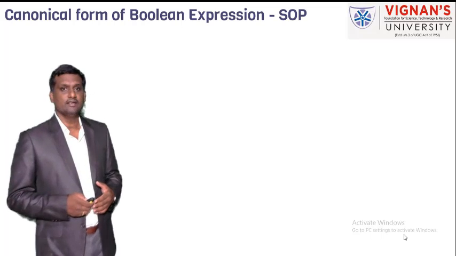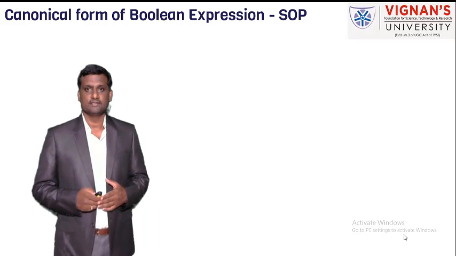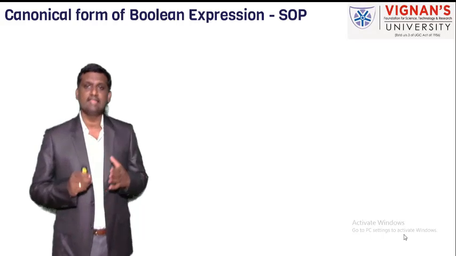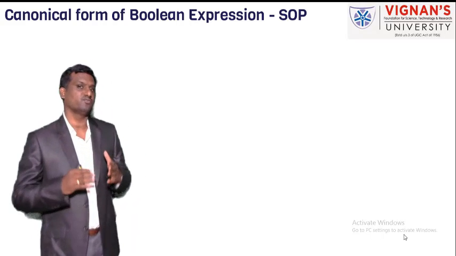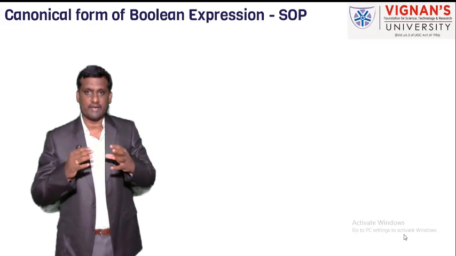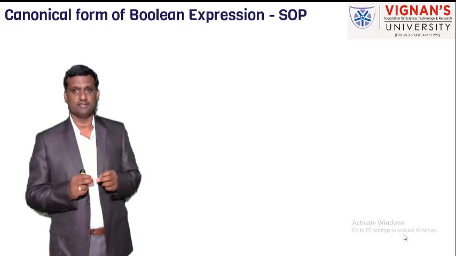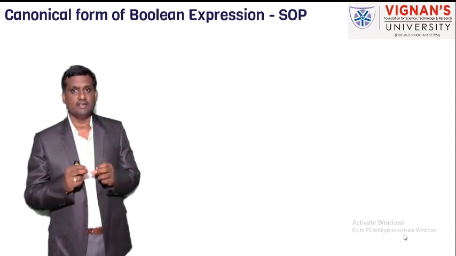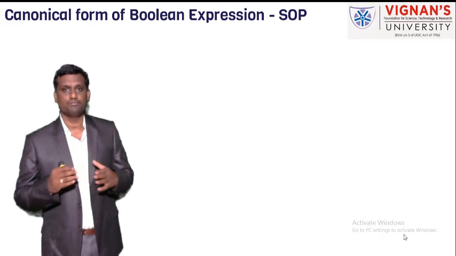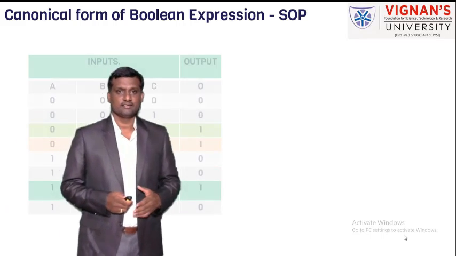First one, canonical form of Boolean expression by using sum of products. Here the expression is in the form of sum of products. That means product terms are present, each term consisting of product of variables, and such terms are added. That is what is called a sum of product terms. How will it be? Let us see.